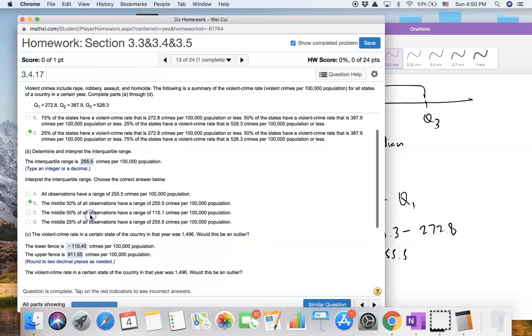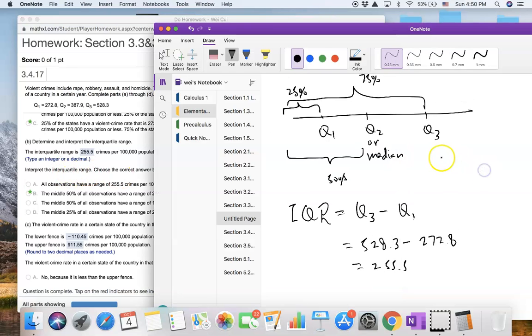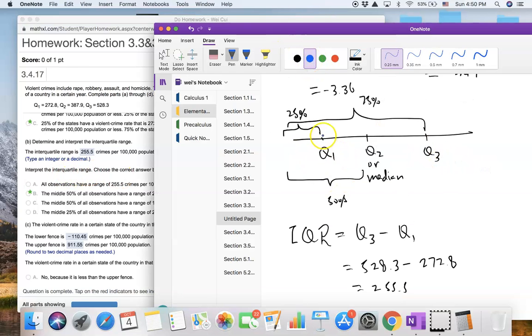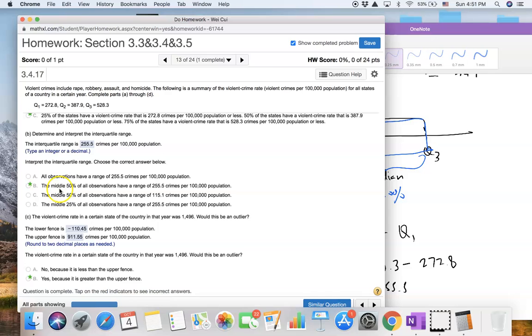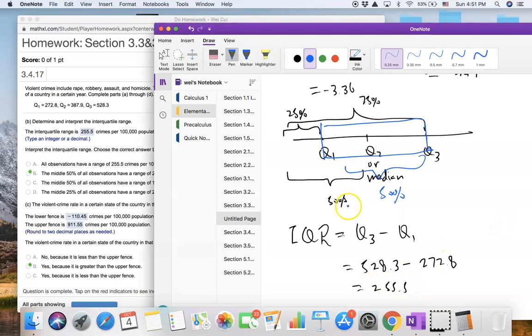Okay. Interpret the interquartile range. So the interquartile range is a difference between these two, and we said this indicates 50%. Okay, 50% of the data values are going to be between these. So that's why we choose B. The middle 50% of all observations have a range like this.